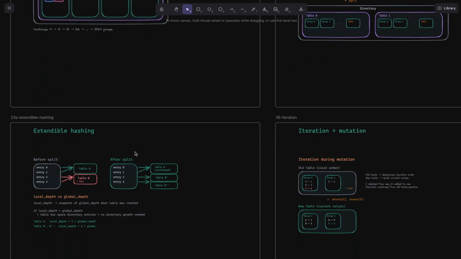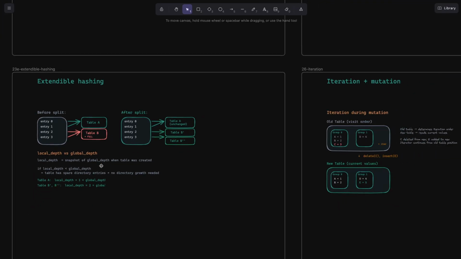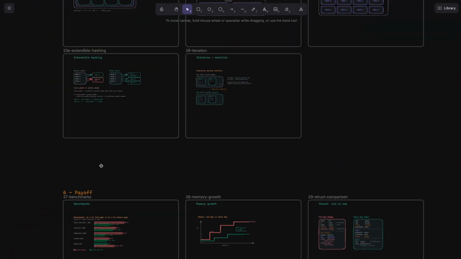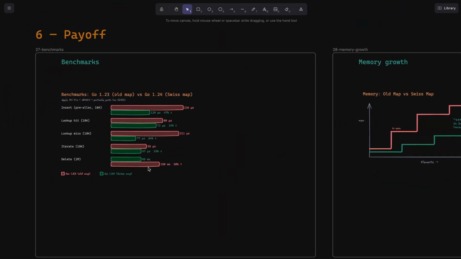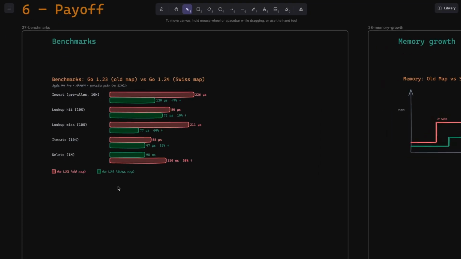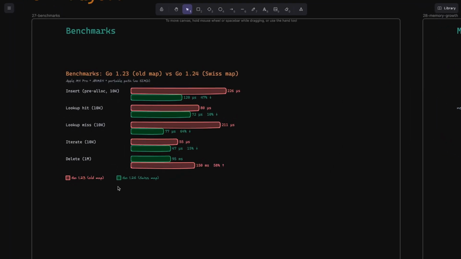So does this old theory actually pay off? Here are the numbers from a benchmark suite, Go 1.23 versus 1.24 on an Apple M4 Pro chip. Insert with capacity pre-allocated is about 47% faster. A lookup that hits is around 10% faster. A lookup that misses, the case where the old map used to walk long overflow chains, is about 64% faster. Iteration is roughly 15% faster.